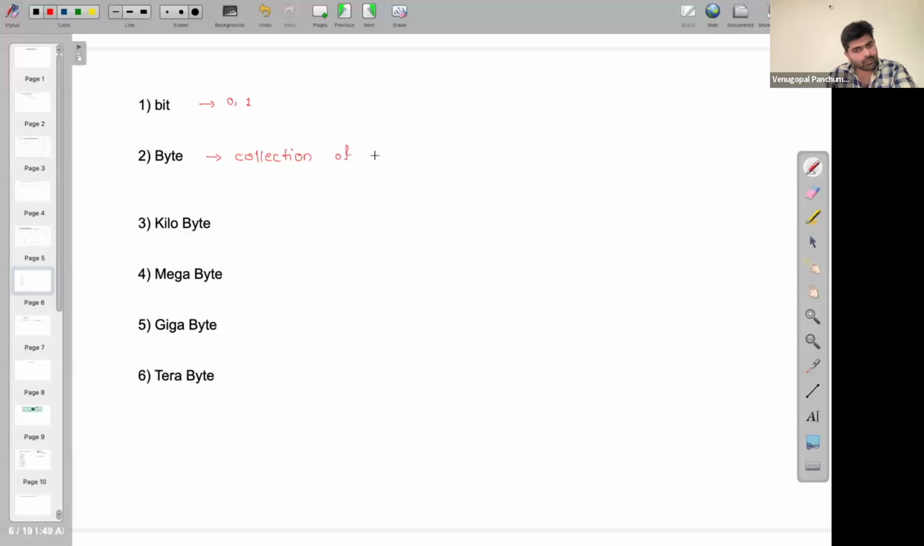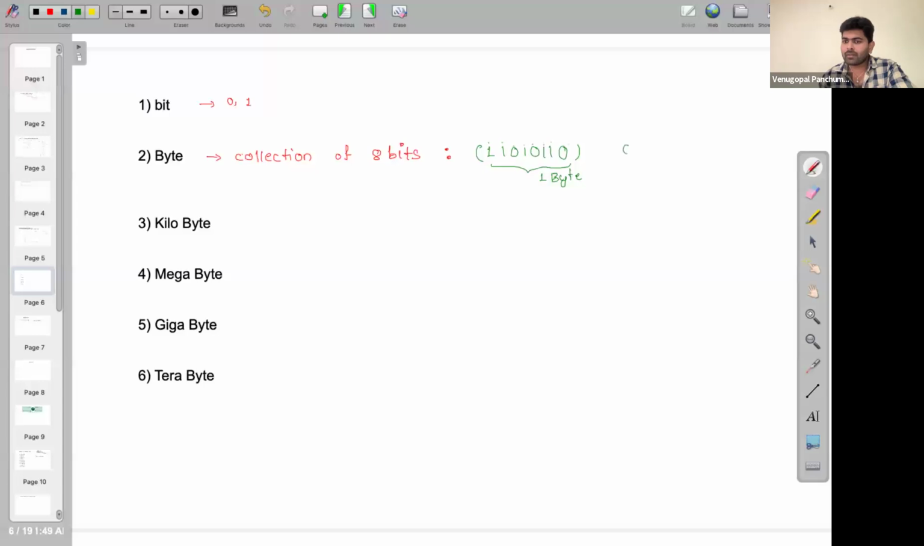A byte is a collection of 8 bits. Like for example, 1, 1, 0, 1, 0, 1, 1, 0. So this is 1 byte. Can I call this 1 byte? Yes. See here, how many total bits are there? 1, 2, 3, 4, 5, 6, 7, 8. 8 bits are there. Therefore, you can call it a 1 byte.